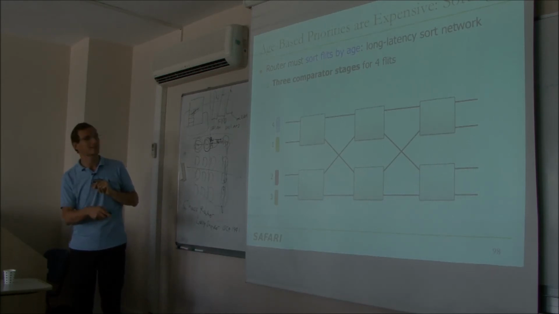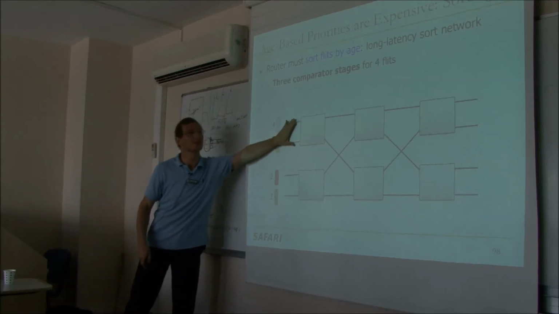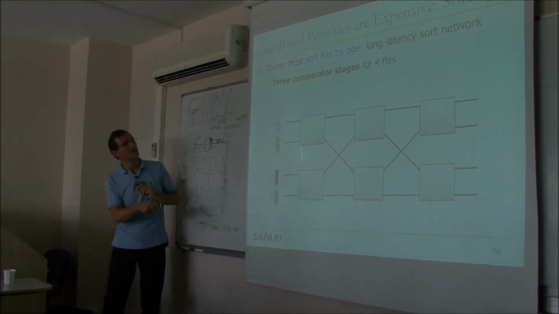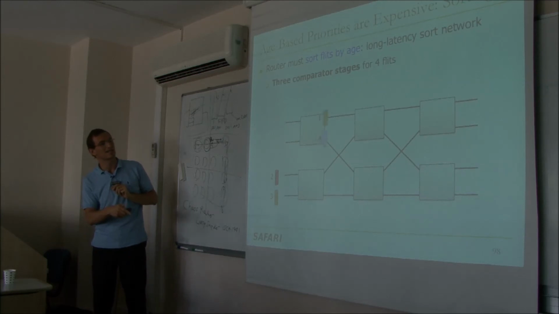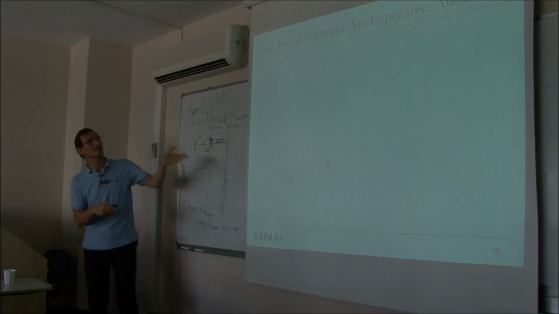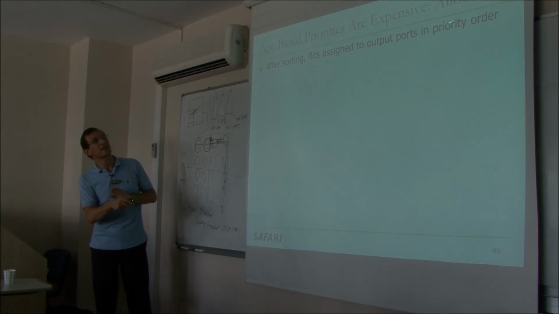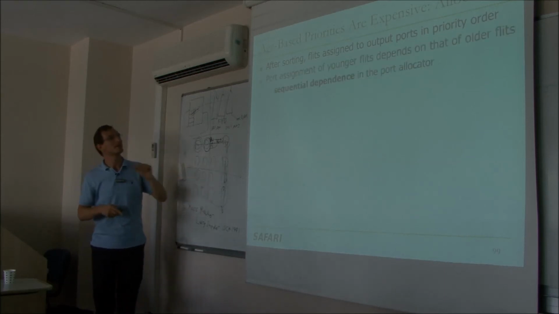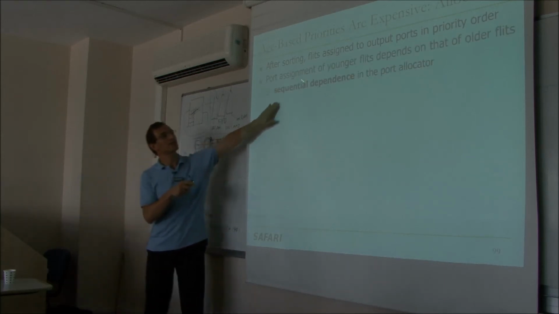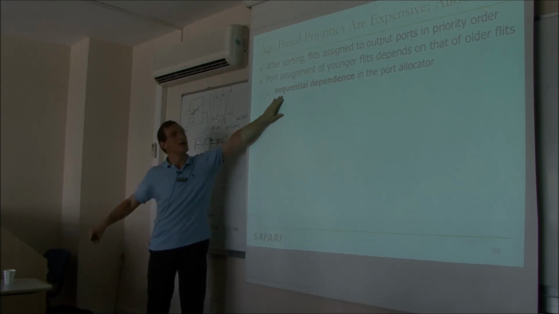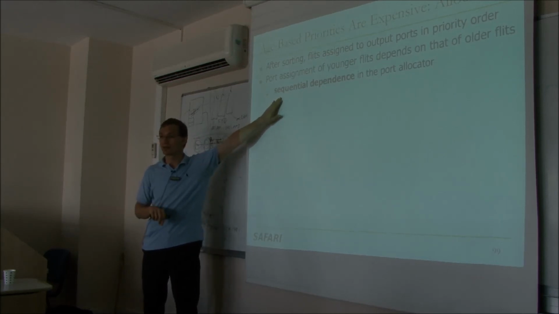Right? Now we're going into the design of the router. And this is, if you have 4 flits, basically you have 3 comparator stages. This is what a sort network looks like. There's actually a beautiful paper, Sorting Networks, that talk about different sorting networks. That is relatively old. So age-based priorities are expensive. So after sorting, flits need to be assigned to output ports in priority order. And that becomes difficult also, because port assignment of younger flits depends on that of the older flits, right? Because you have the sequential port allocation.